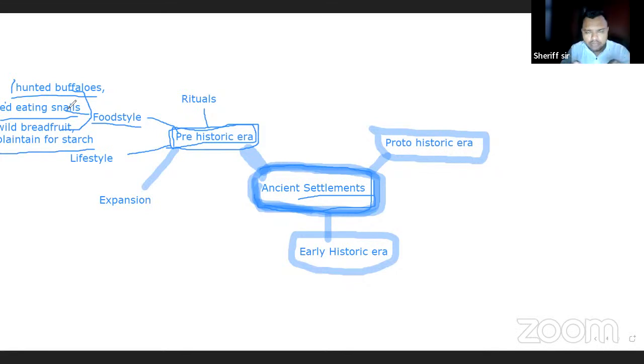I have done this, I have written ancient settlements, okay? Prehistoric era, food style, I have written this, lifestyle, I have written that, expansion, okay? Protohistoric era, I have lifestyle, I have technology, I have that, this, okay? Early historic era, I have the expansion of settlements and so on. That's it, okay? You're going to look at it.